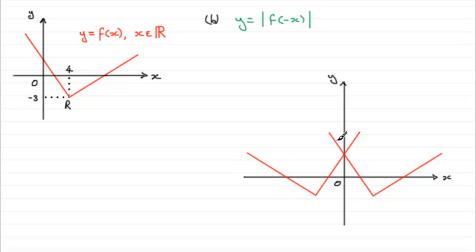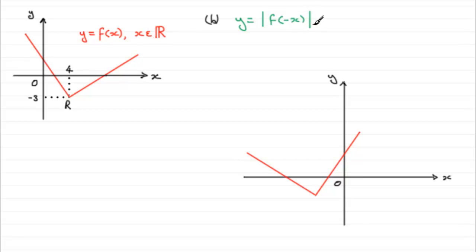So what I'm going to do now is remove the original graph. If we take that graph out, we now have the graph of f of minus x. And this point here is, as I say, minus 4, minus 3, just a reflection of this point r in the y-axis. Now we come to the final part where we've got the mod part of the graph.